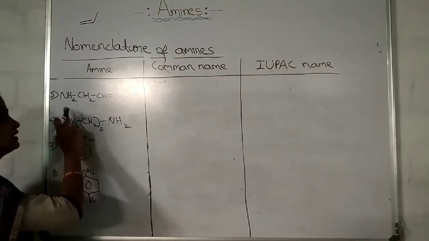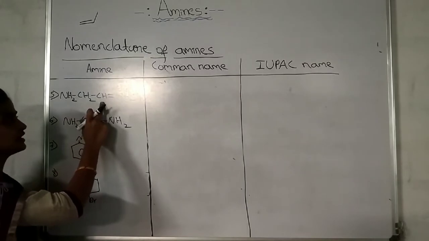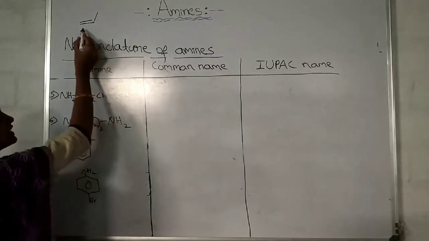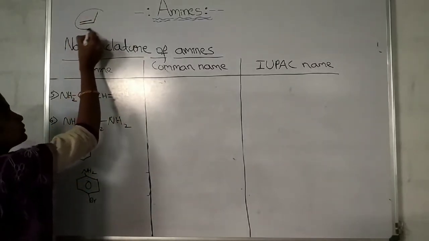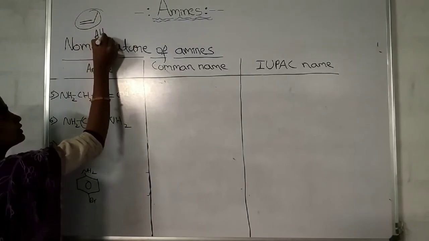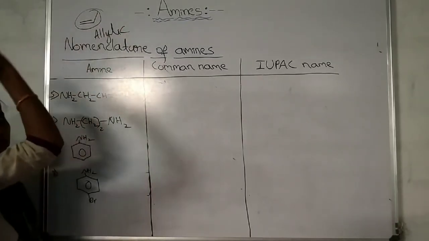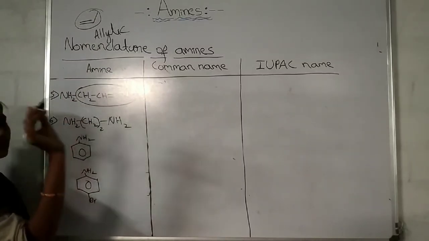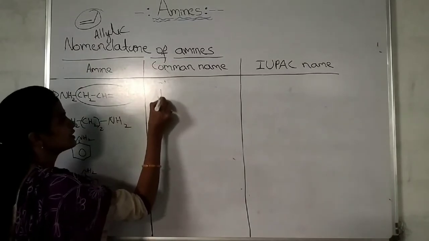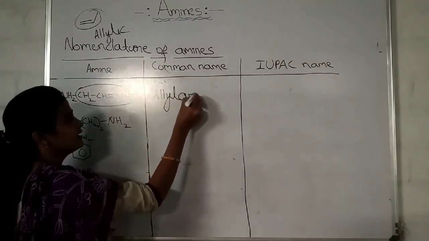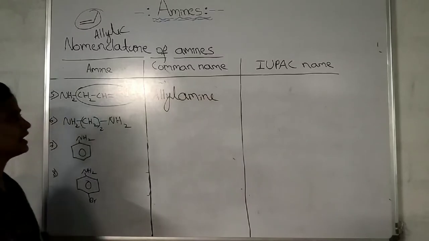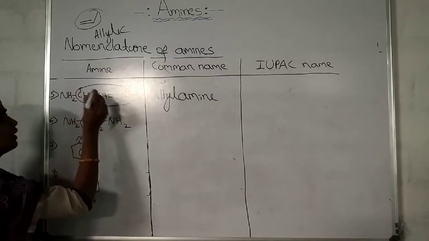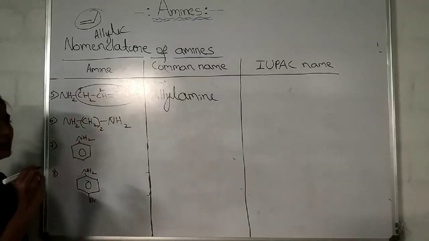Look at the fifth example. NH2CH2CH=CH2. What is the common name? See here, I have written, in first PUC you have studied that this group is called what? Allylic group. Allyl group. This group is what? Allyl group. Therefore, the common name of this is allyl amine. Then the IUPAC name. In the IUPAC name, I will number the carbon atoms 1, 2, 3.